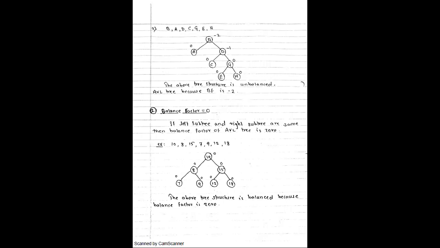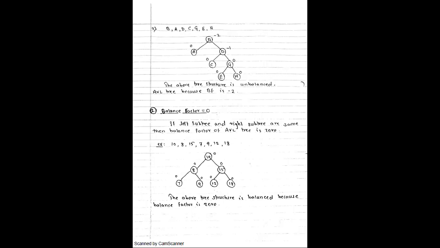Now is the above tree structure balanced or unbalanced? Unbalanced. Why are you saying unbalanced? The balance factor is -2. So that's why you are saying it is unbalanced, right? Now next example. 10, 8, 15, 7, 9, 12 and 18. Is this tree structure balanced or unbalanced?